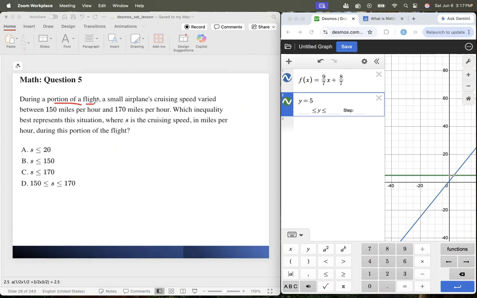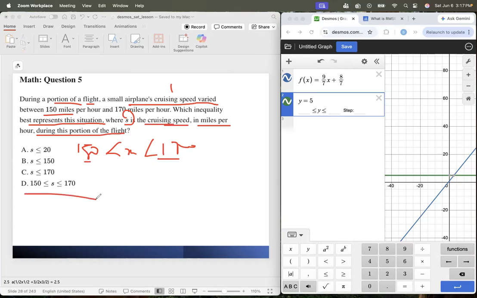During a portion of a flight, a small airplane's cruising speed is between 150 and 170 miles per hour. Which inequality represents the situation where s is the cruising speed in miles per hour during the flight? Well, if they're cruising, they're between 150 and 170. And therefore, this is it.